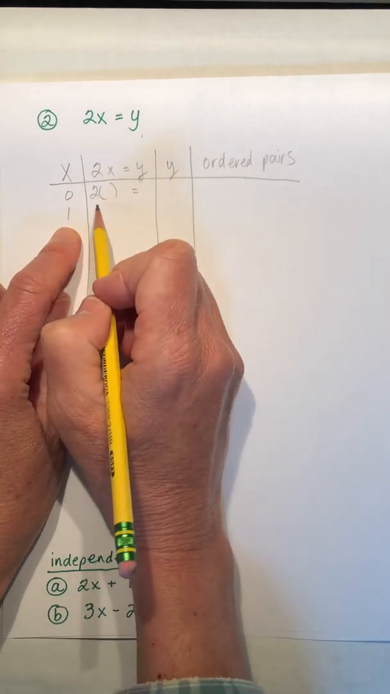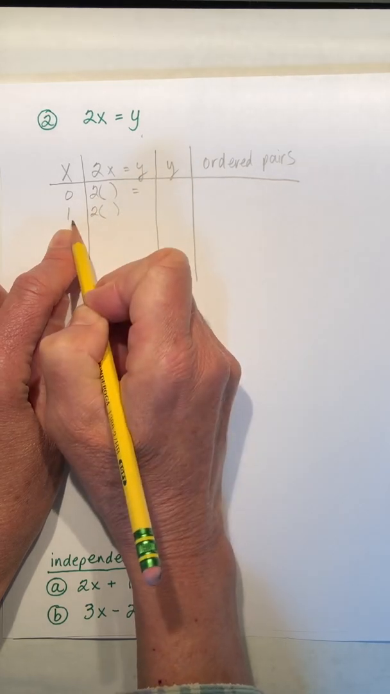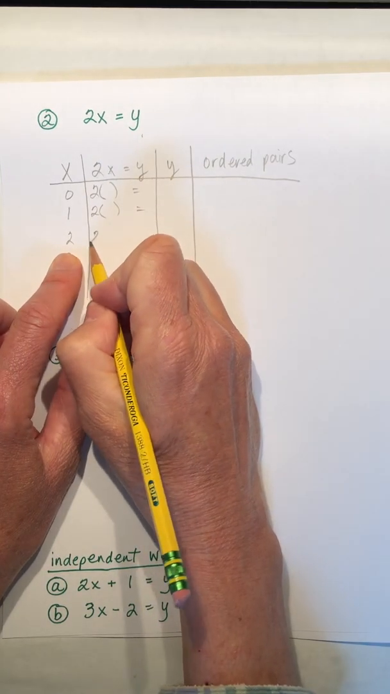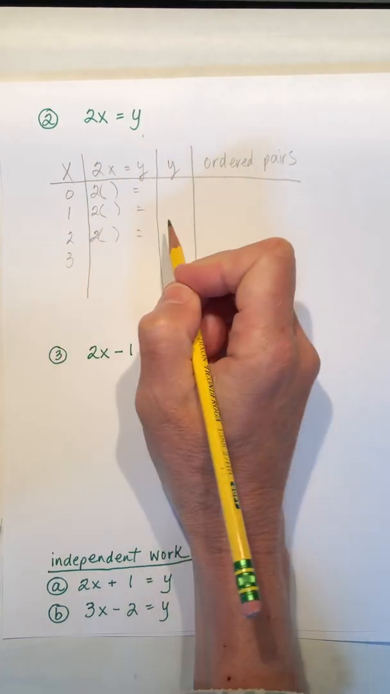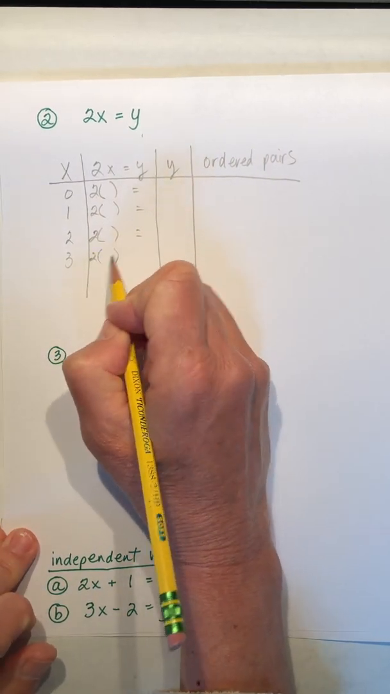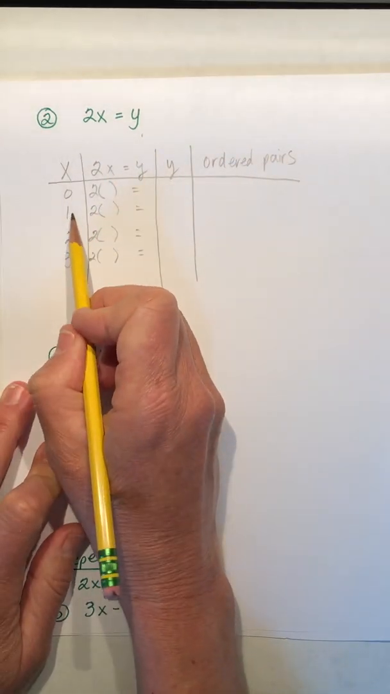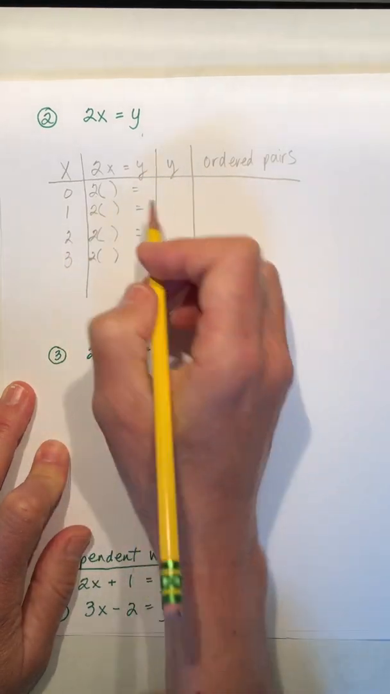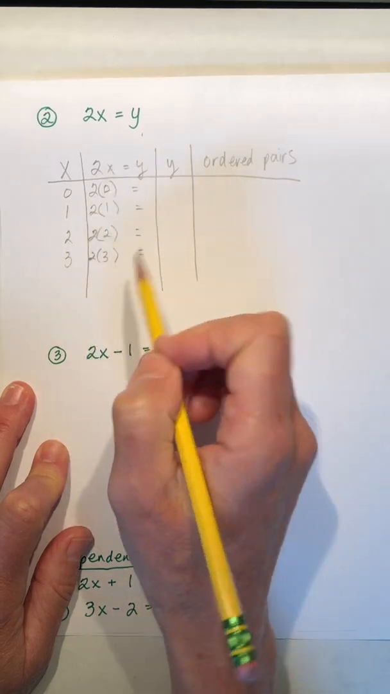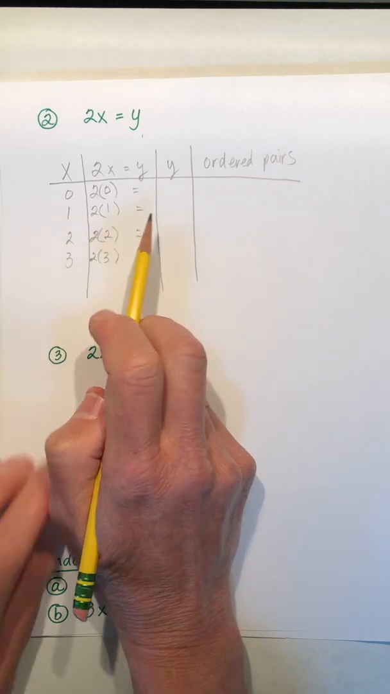Same thing here. So instead of writing 2x, I'm writing 2 times, and there's where my x value will go. Same thing here. 2 times my x value will equal y. So now I'm going to say, all right, these are the 4 x values I'm trying. I'm going to try my first one, second, and so on. So each of these x values has been substituted into my equation.